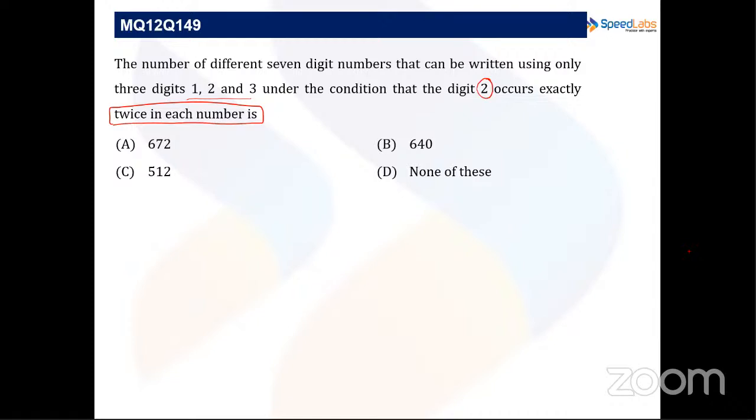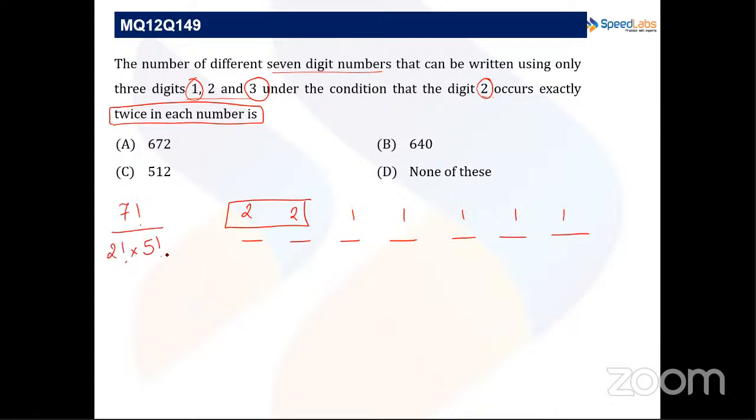So we have to form a seven digit number, and we know that 2 should appear exactly twice. So if we are having 1, 2, 3, 4, 5, 6, 7 digits, let's say 2 we are having here. Now we are having 5 places, and we are having two options. We have to put either 1 or 3. So in how many ways can we arrange it? 7 factorial upon 2 factorial into 5 factorial.